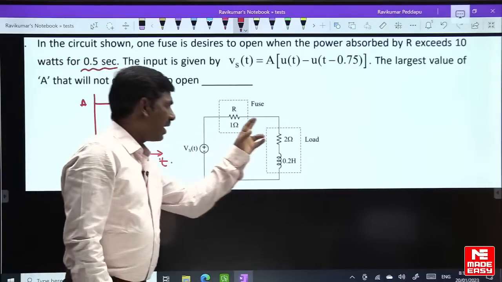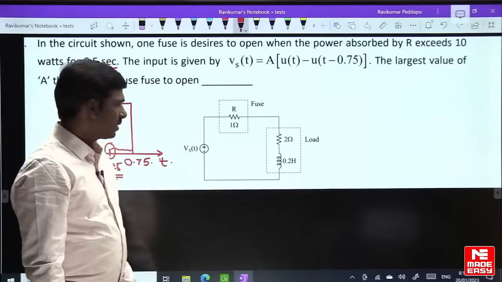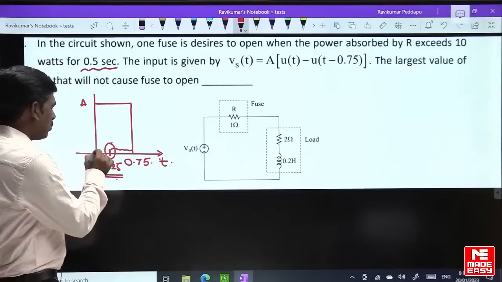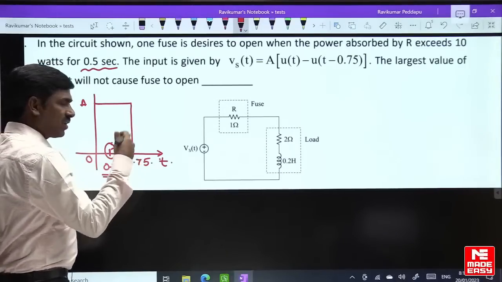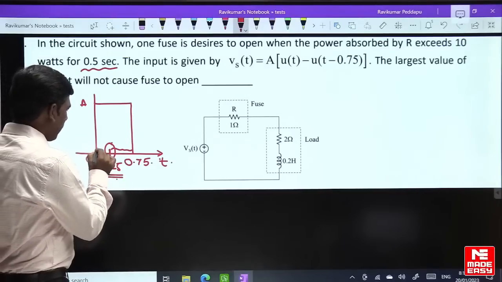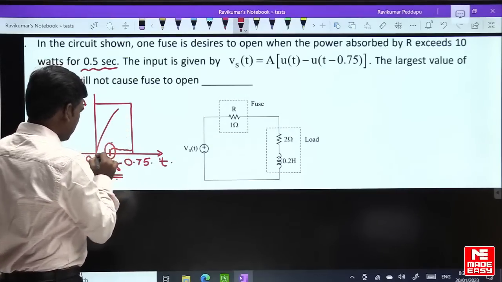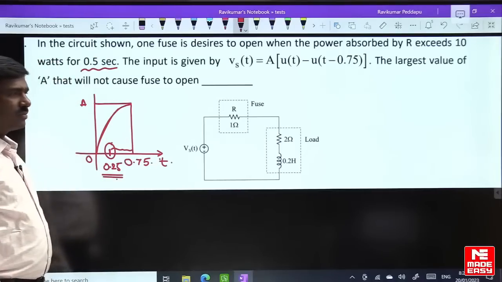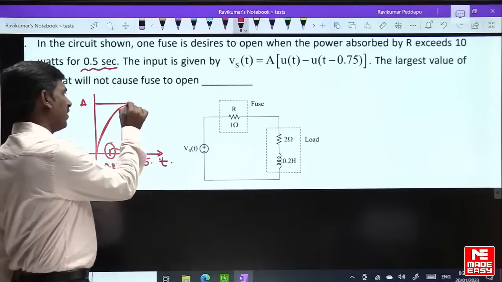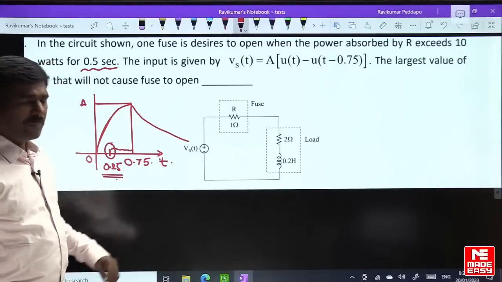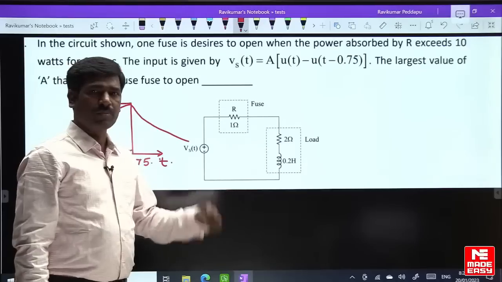So we have an RL circuit and you are given a pulse. Our interest is only up to this, 0 to 0.75. After 0.75 I don't want it. Up to 0.75 the response is exponentially increasing. After 0.75 it will be decreasing because your input is going to 0.